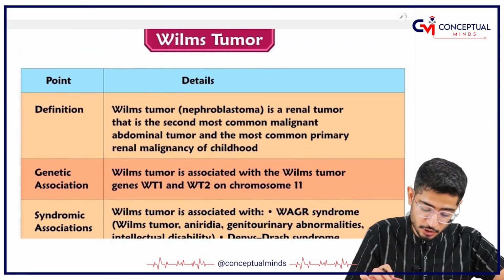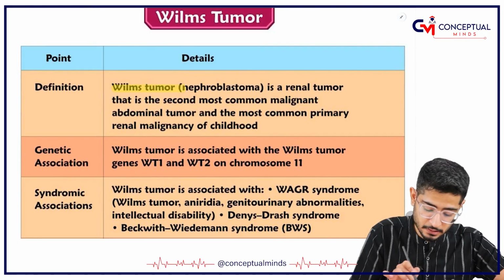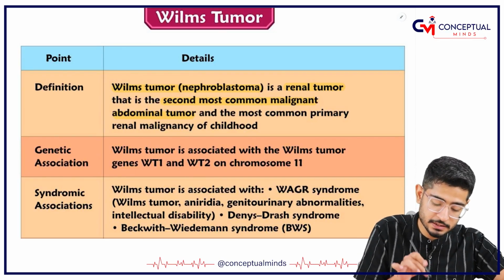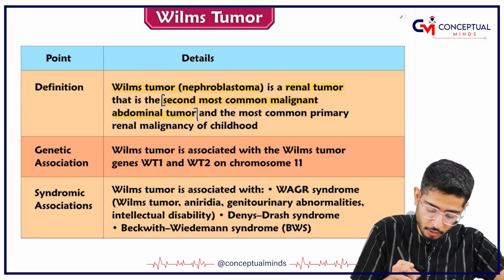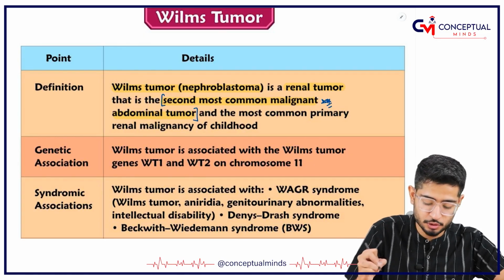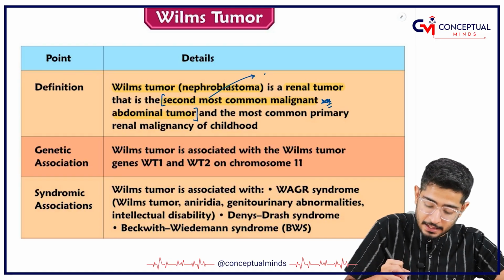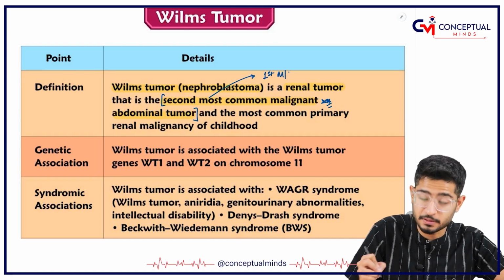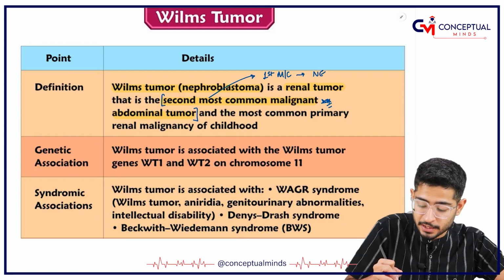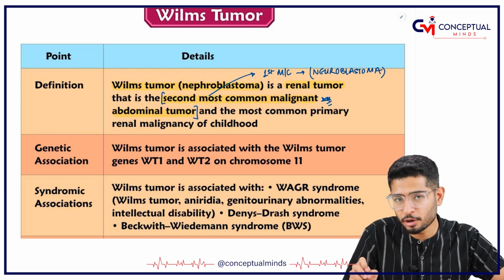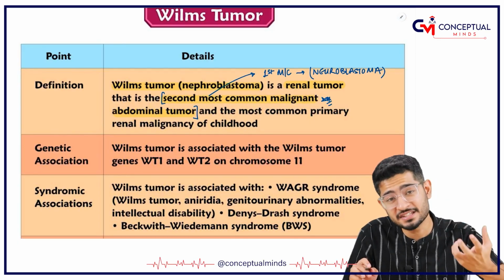So let me just teach you the Wilms tumor. Wilms tumor is also called nephroblastoma. It's a renal tumor. That is the second most common malignant abdominal tumor. Now this is an MCQ which has been asked a lot of times: which is the second most common malignant abdominal tumor, and the answer is Wilms tumor. And then they ask you which is the most common intra-abdominal tumor, that is neuroblastoma. And then children will come to me and say, sir, neuro means brain, how can it be abdominal? No beta, it is a neuroblast.